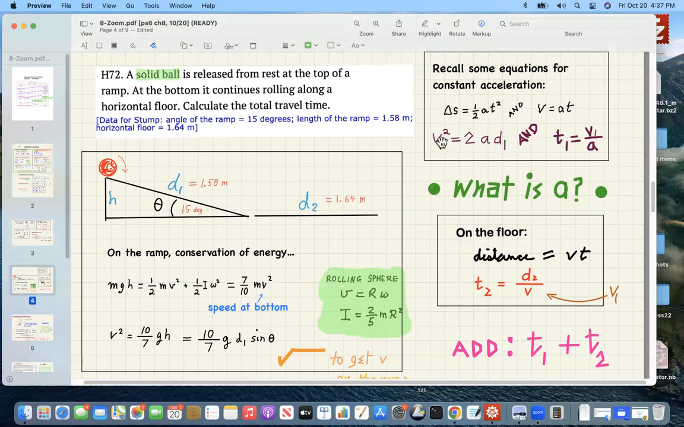And then we also have this equation for constant acceleration. So this tells me the acceleration. It's v squared over 2d. So I have to kind of go around in circles. Here I calculate v. Here I calculate a. Here I calculate the time. That's the time to roll down the ramp. Then there's the time to go across the floor. And the answer to the, it says calculate the total travel time. That'll be T1 plus T2.